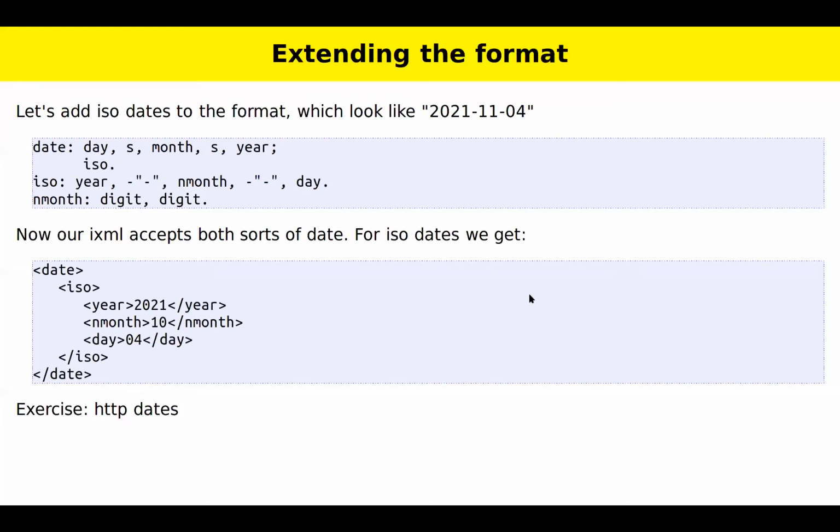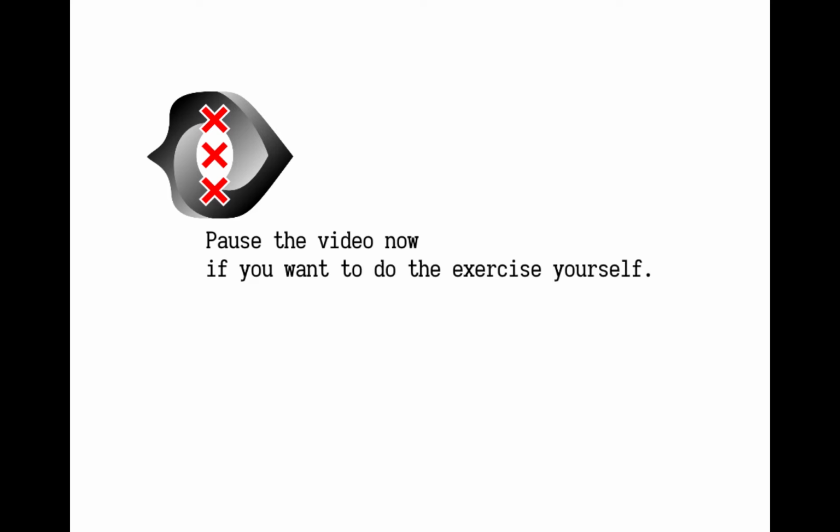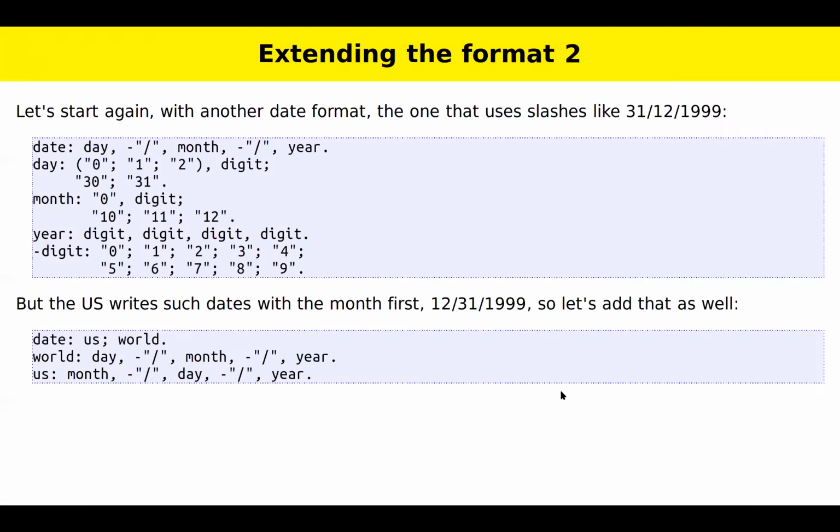So in the tutorial link, you'll find an example of how dates are represented in HTTP between servers. So I would like you to write a bit of ixml to recognize HTTP dates. Well, you can either start again or add this to your existing set of date formats. It doesn't matter. It'll work if you just add it to the list of dates and ISO and so on.